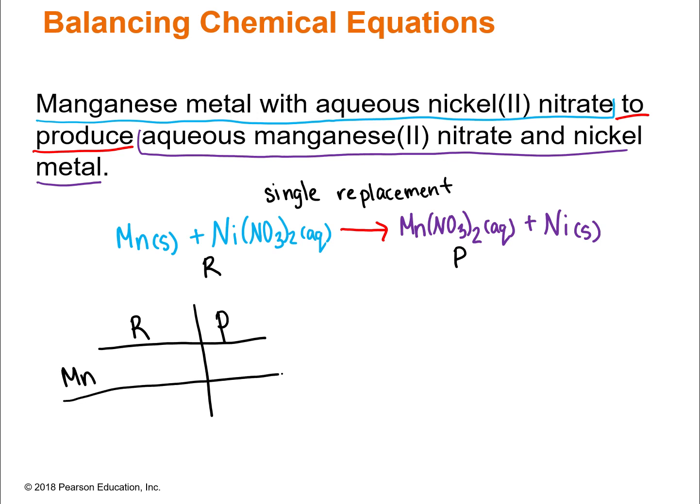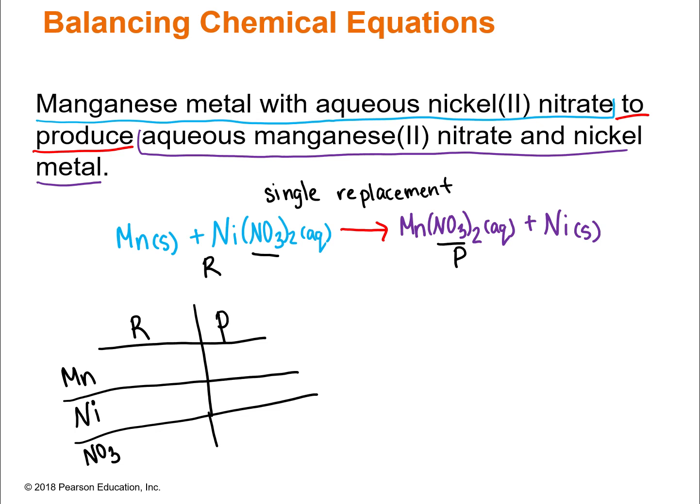So we've got manganese and nickel. We've also got this nitrate, the NO3. Since it appears together on both sides of the equation, we can treat it like one single unit. So we can count the number of nitrates versus counting the number of nitrogens and oxygens. That will make our lives a lot easier.